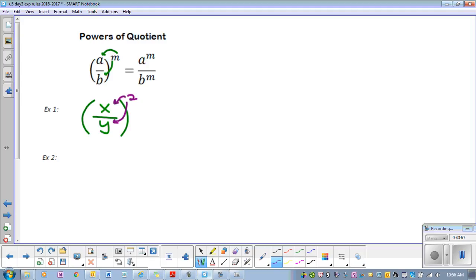Everybody gets a square, right? So we have x squared over y squared. That's it. That's the whole premise behind that. Okay? It's silly, right? Why would I be scared of that one?